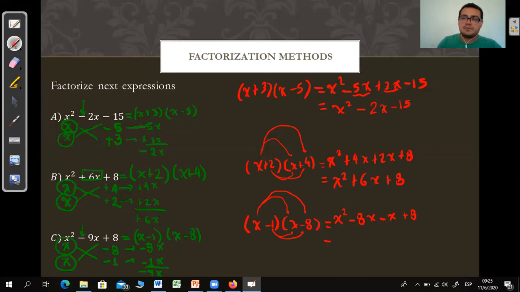So as you can see, we have the result. There's negative 8x and negative x, which is negative 1x. So they are like terms. If you operate those, then you have the same result, which is x squared minus 9x plus 8. And with that, we conclude this exercise, this short practice about the factorization method called the guess and check method.